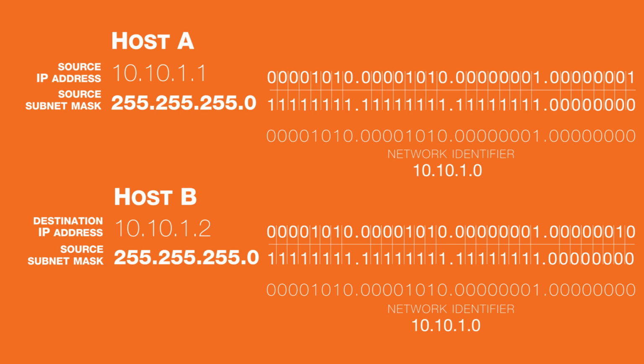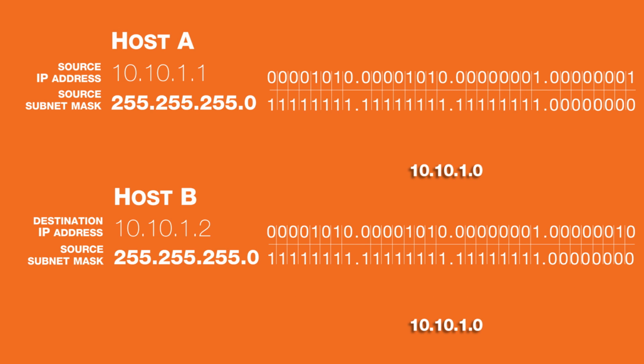The source doesn't actually need the destination's mask because if they are on the same network, their subnet masks will be the same anyway. After logically ANDing the destination IP address of 10.10.1.2 with the source mask of 255.255.255.0, the resultant network ID matches the network ID of the source, 10.10.1.0. This lets the source know that the destination is on the same network, and traffic can be delivered directly.